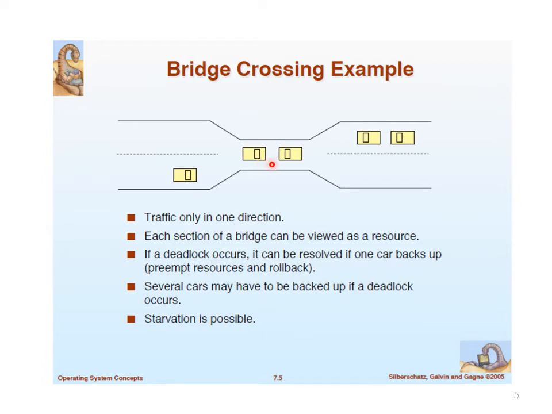Okay, so here we can see each section of the bridge as a resource. So to remove this deadlock, what we can do is the cars on one side of the bridge have to be rolled back. Okay, so if there are a number of cars, then it will take a long time to roll back all the cars and make a space for another car to pass through the bridge, and this is called as the starvation.